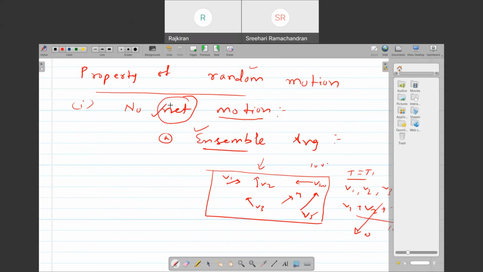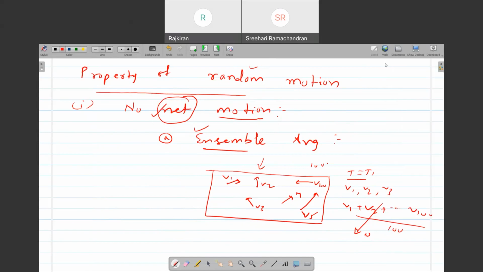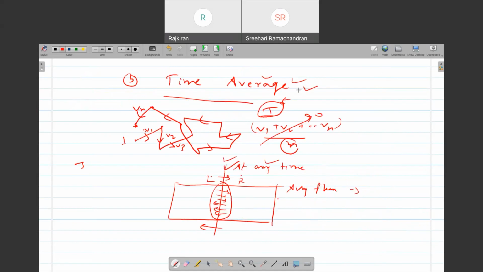And also you understood what we mean by net motion equal to zero, right? So you understood how to appreciate that even if the carriers are moving so fast, the net motion is equal to zero. For that we have used two tools. One is called ensemble average, another is called time average. So both should be zero.